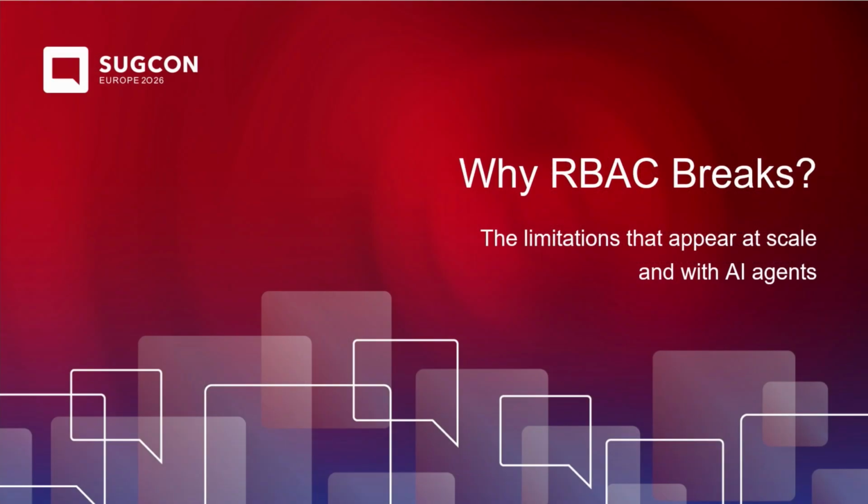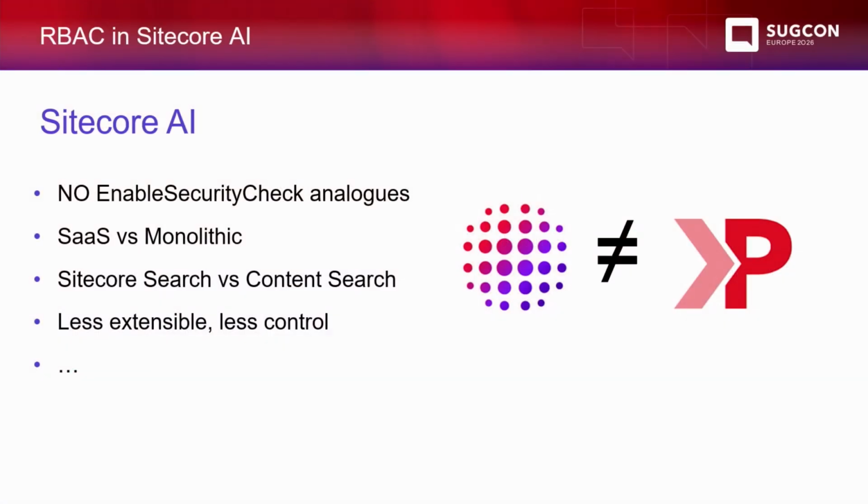So in this section, I showed you use cases where Sitecore role-based access control fails. And I think you're probably wondering why I showed you the demo in Sitecore XP. And I hope you have already guessed why. Because implementing the same in Sitecore AI is a very, very complex task.